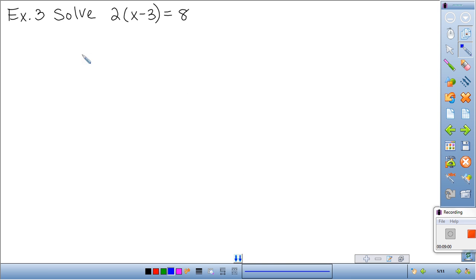Let's look at example 3. Notice now we have these parentheses, and we need to solve for x. Can I do anything with x minus 3? No, I've got to first distribute. So we need to distribute the 2 to both things inside to get rid of our parentheses.